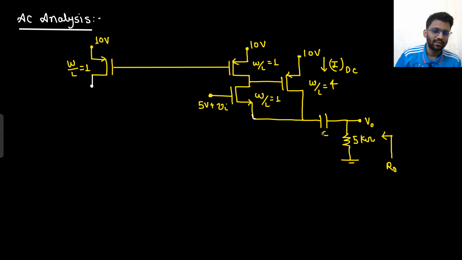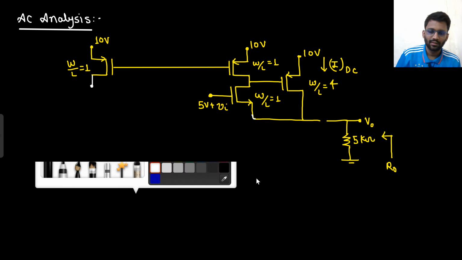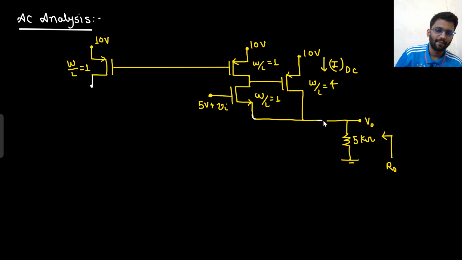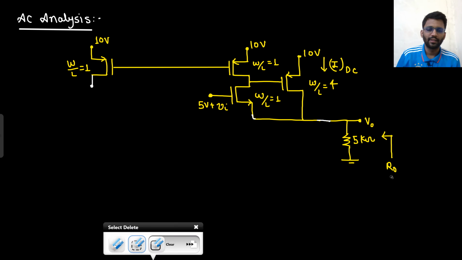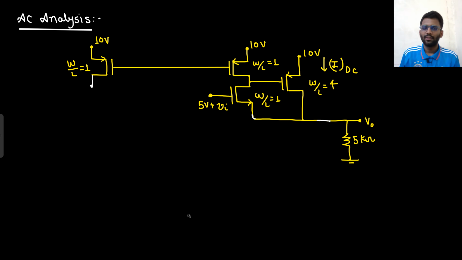What will happen to this? This capacitor will be shorted. Right? You need to find the R naught value, but that is the next question. Now tell me one thing. How much current is there? What will happen to this 10 volt? This 10 volt will be grounded, and this 10 volt will also be grounded. How much current is there? The current here is 0 ampere.